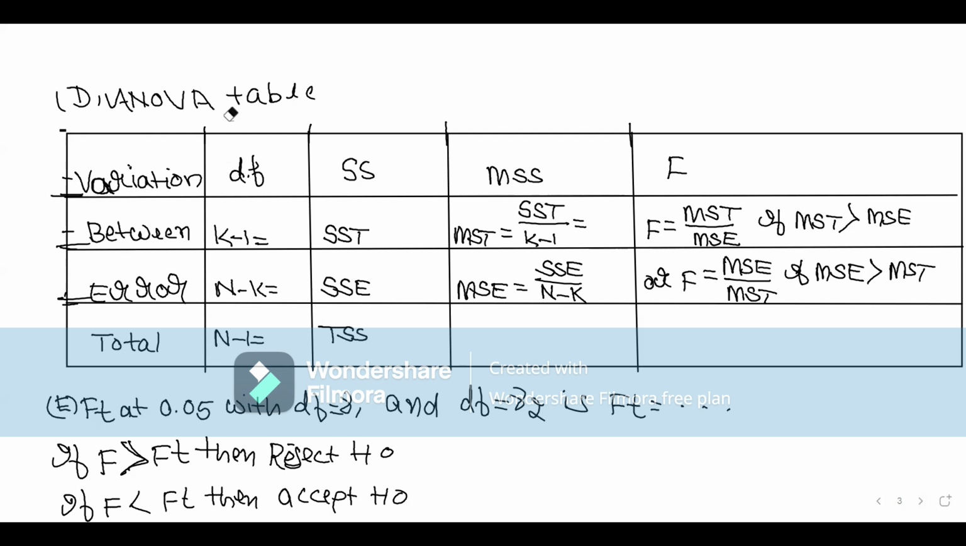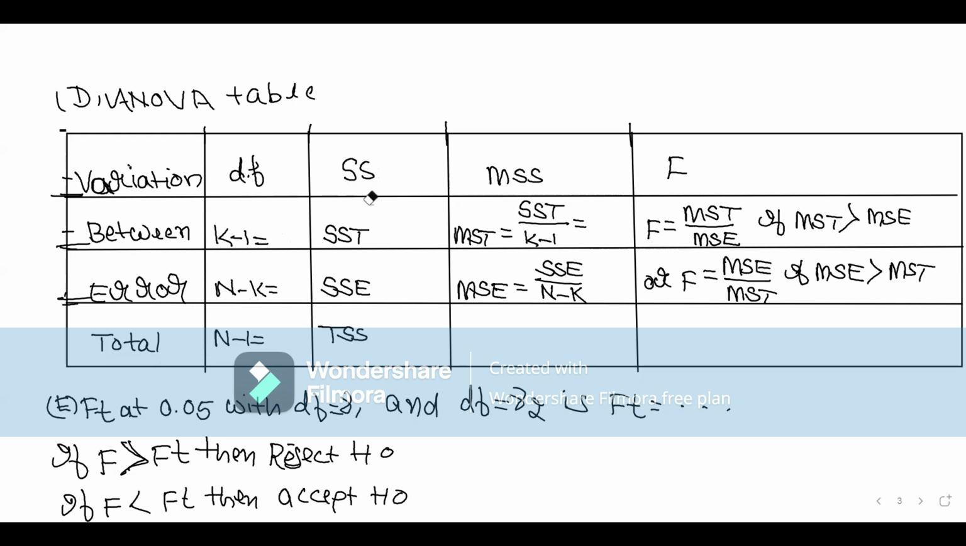The ANOVA table. Whatever values you have already calculated, you have to enter here. The variation: between, error, total. Degrees of freedom. The degrees of freedom for between is K minus 1. K means the number of groups, minus 1. And the groups are 3. 3 minus 1, 2 will be there. And error equals N minus K. N is total observations minus groups. So that is 12 minus 3 groups, that is the error. And total degrees of freedom is N minus 1.